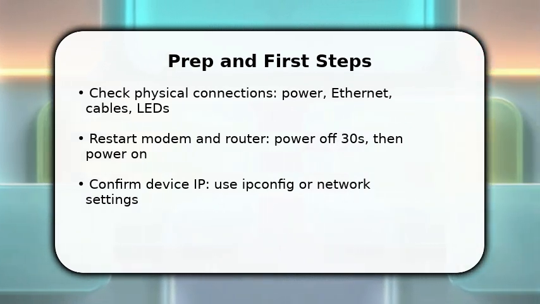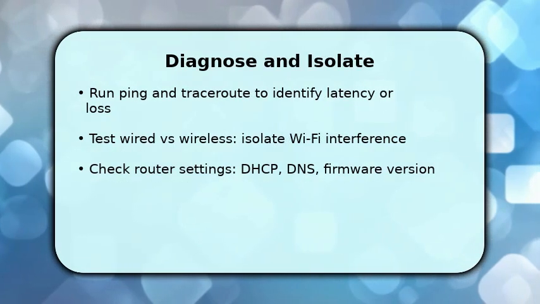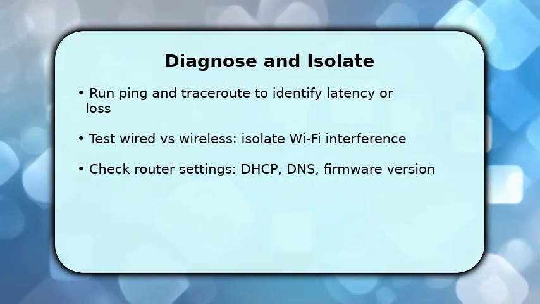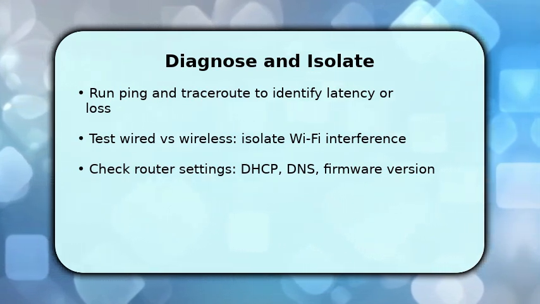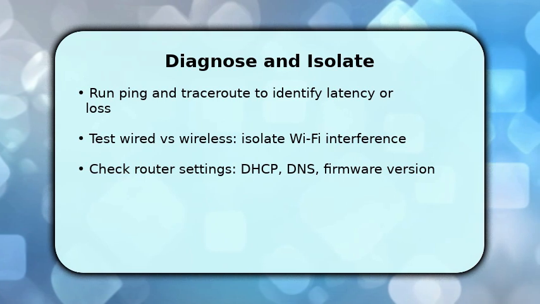Now diagnose the path and isolate the problem with targeted tests. Run ping to your gateway and traceroute to a public server to see where packets fail. This shows if latency is local or upstream.